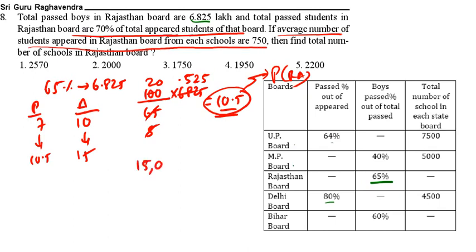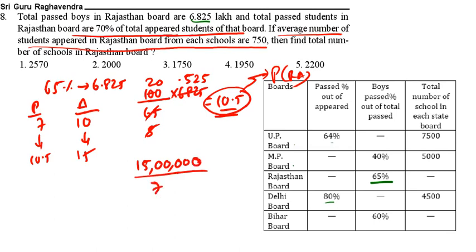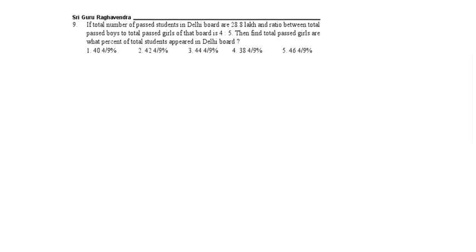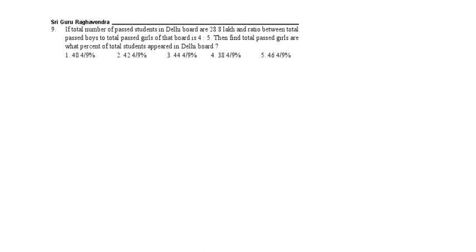Now total number of schools in each state board. In UP there are 7,500 schools. In MP there are 5,000 schools. In Delhi there are 4,500 schools. Now some data is missing which we need to calculate based on the questions. Based on this table we should answer the question.